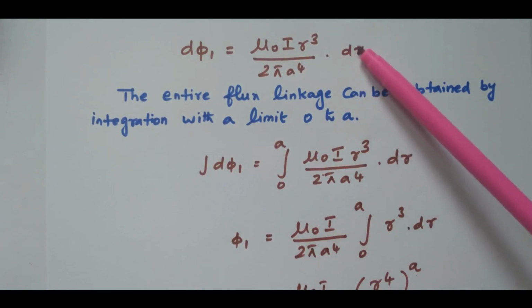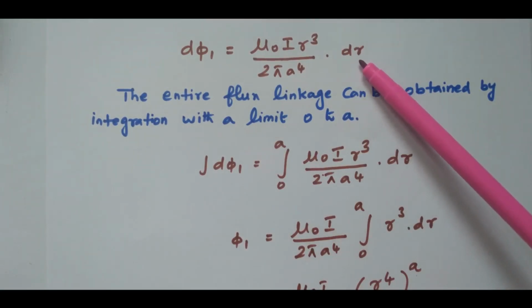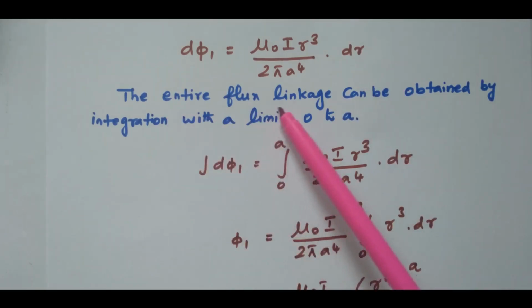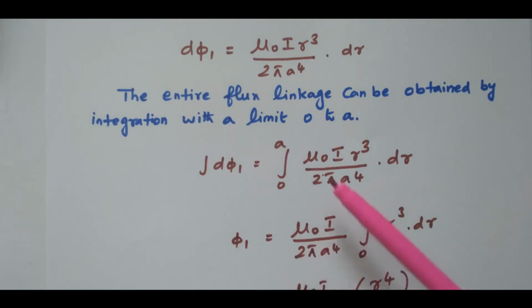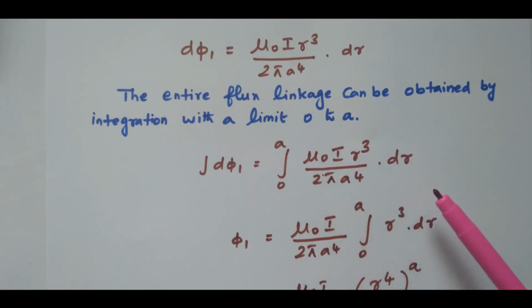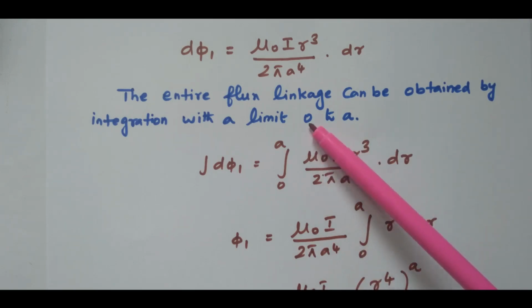We assumed one point P at a radius r. If we want to get the total flux, the entire flux linkage can be obtained by integration. By integrating on both the sides we will get the total flux linkage. Then what is the limit for that? The limit is 0 to a. That a is nothing but the radius of the solid conductor. Right? So the radius increases from 0 to a. So the limit is from 0 to a.